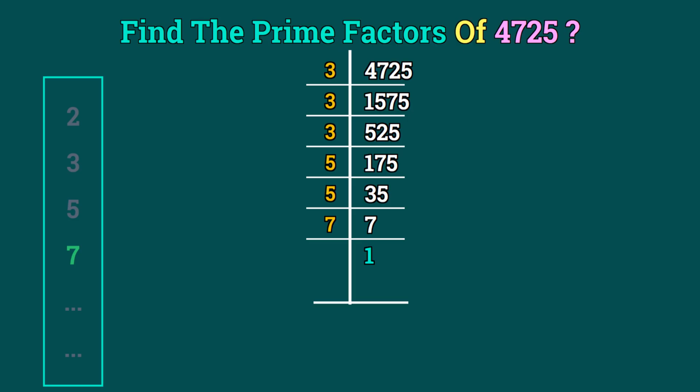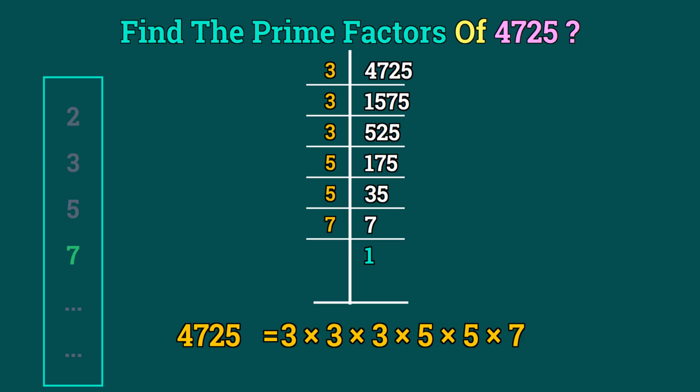And we are done. The prime factors for 4725 are 3 times 3 times 3 times 5 times 5 times 7, which can be written as 3 to the power 3 times 5 to the power 2 times 7. And these were the whole prime factors for this number.